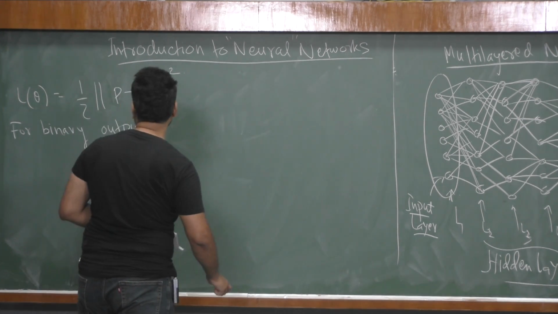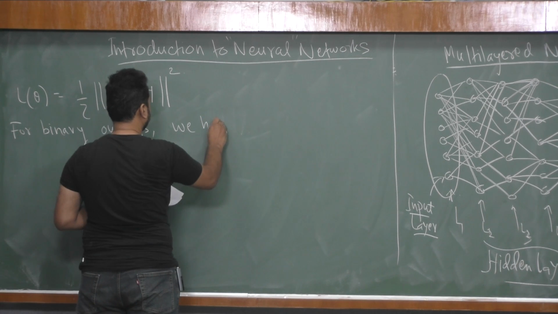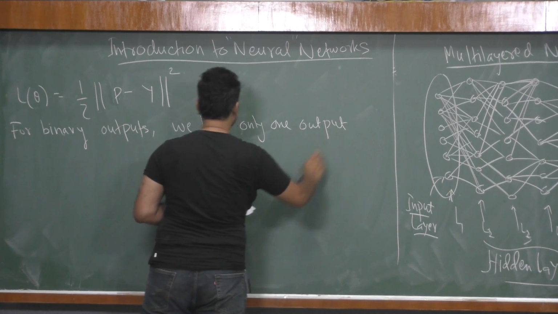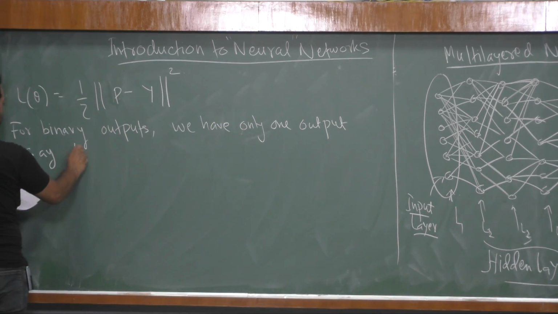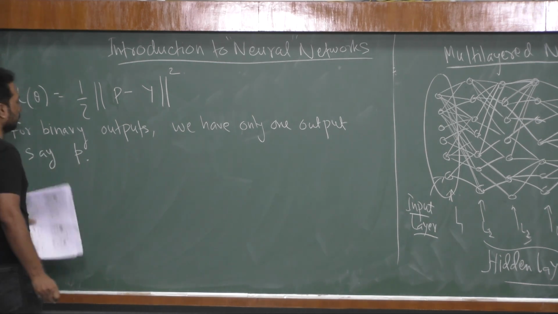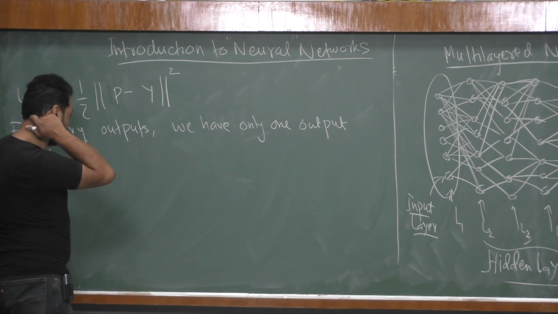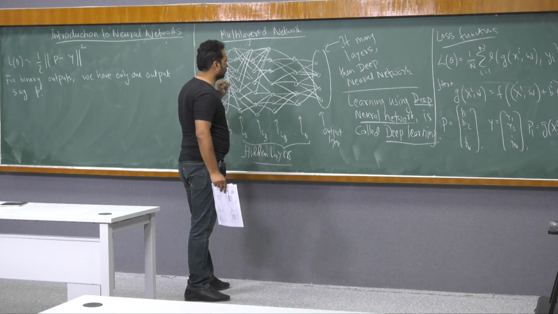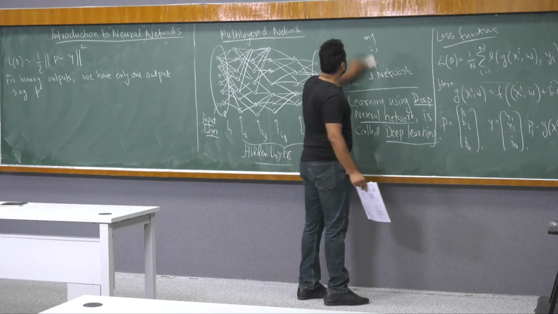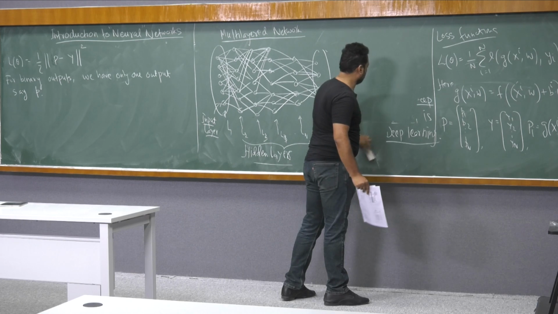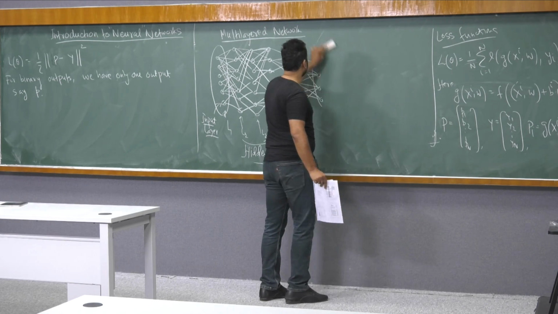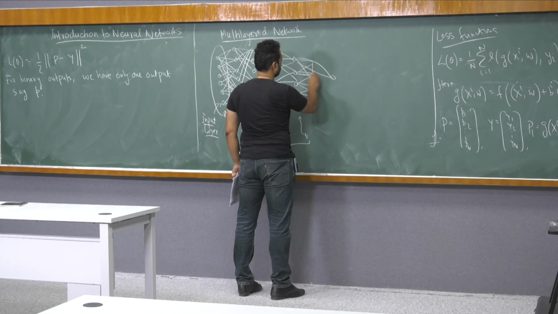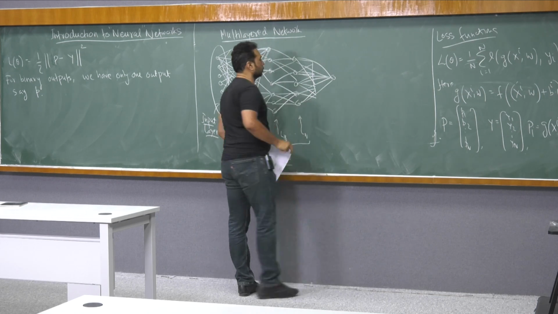Okay, so in the binary output we have only one output, say small p. In this case, regardless of however big the neural network I have, eventually what I'm supposed to do is to predict one single value. So in my final output layer in my deep network, everything should eventually be going to 1, because it's binary output.